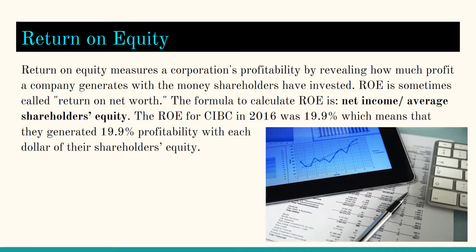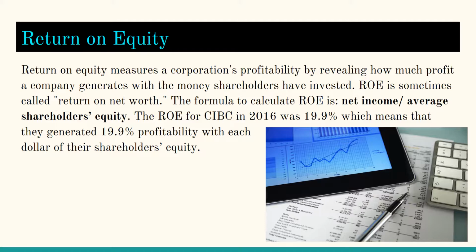Return on equity. Return on equity measures a corporation's profitability by revealing how much profit a company generates with the money shareholders have invested. Return on equity is sometimes called return on net worth. The formula to calculate this is net income divided by average shareholders' equity. The return on equity for CIBC in 2016 was 19.9%, which means that they generated 19.9% profitability with each dollar of their shareholders' equity.